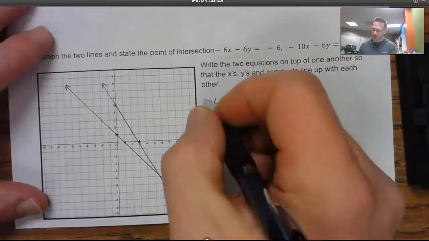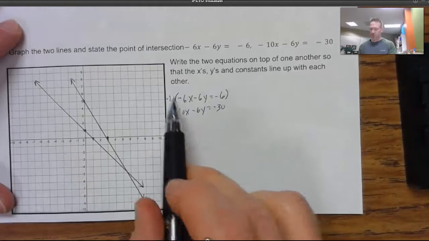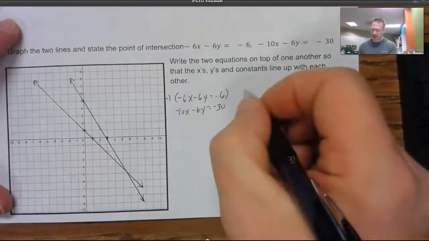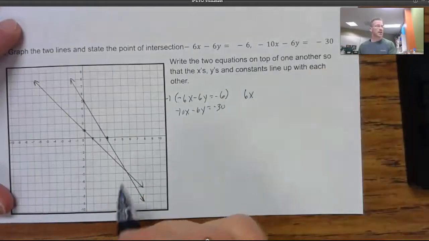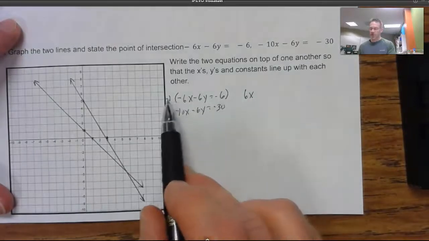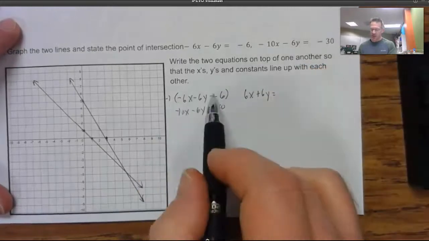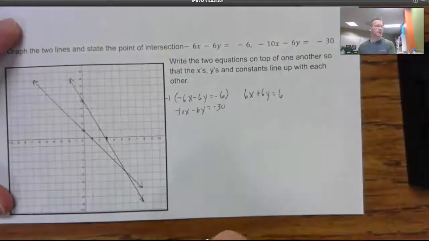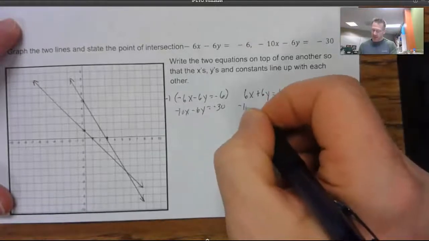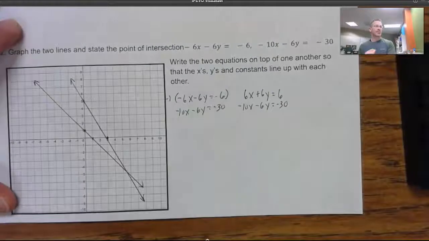So if I multiply this top equation by -1, I'm doing -1 times -6x, that's positive 6x. And I'm going to distribute this -1 to everything in this equation, all three terms. So -1 times -6y is positive 6y, and -1 times -6 is positive 6. Then -10x minus 6y equals -30. I'm just going to bring that equation over because we didn't do anything to change it.